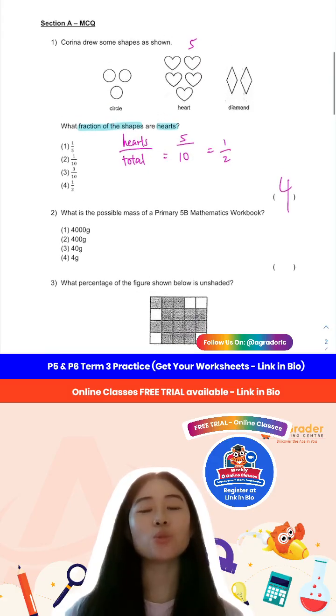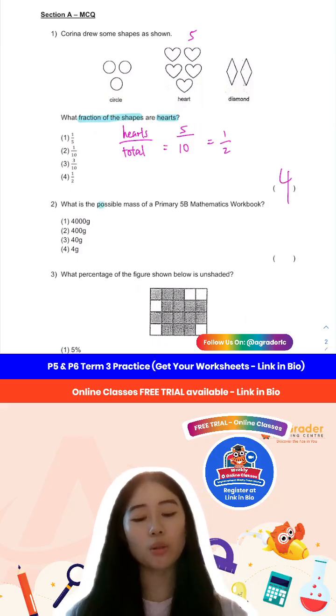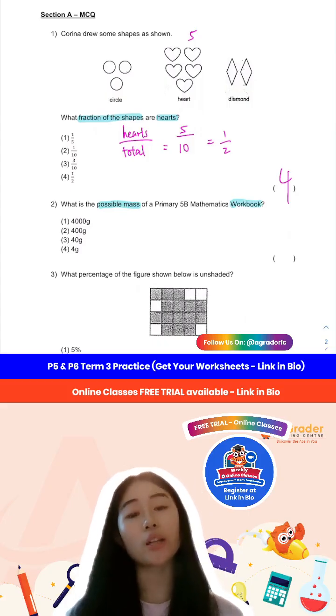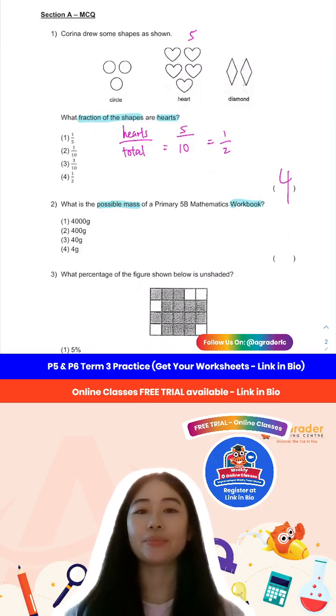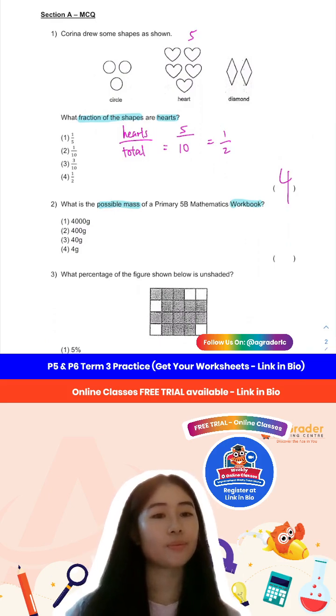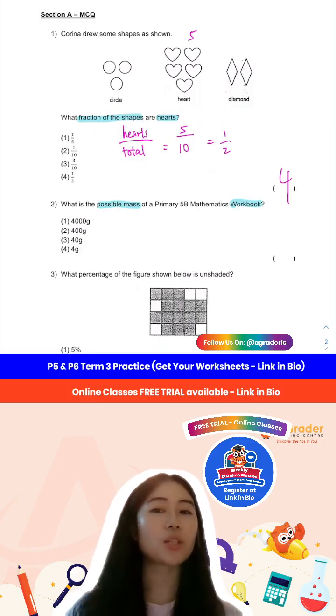Okay, so question two, also fairly simple. You don't need to calculate anything. Let me know what you think is the possible mass of a P5 math workbook, or textbook. What would the answer be? Okay, so this one I think maybe just another 15 seconds or more should be enough time since you don't need to calculate anything.